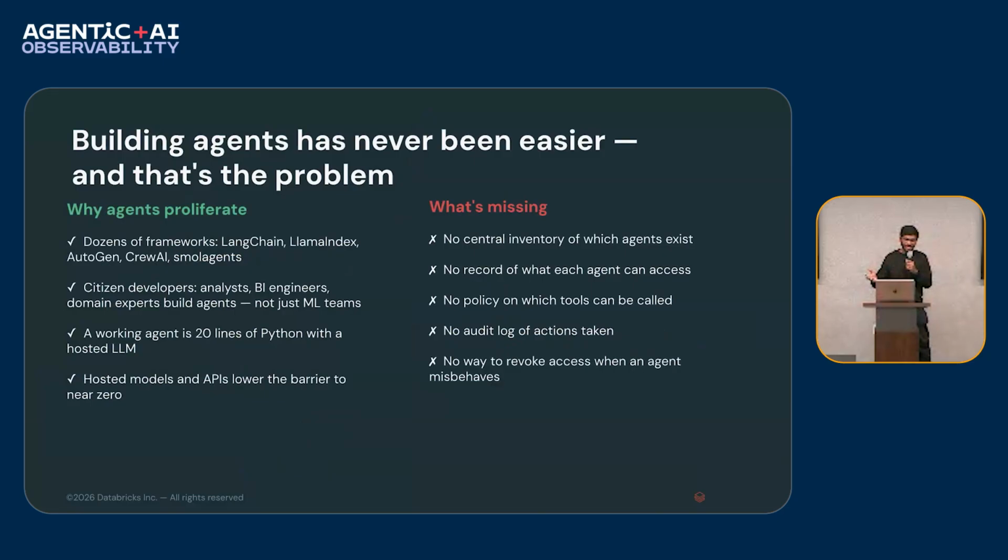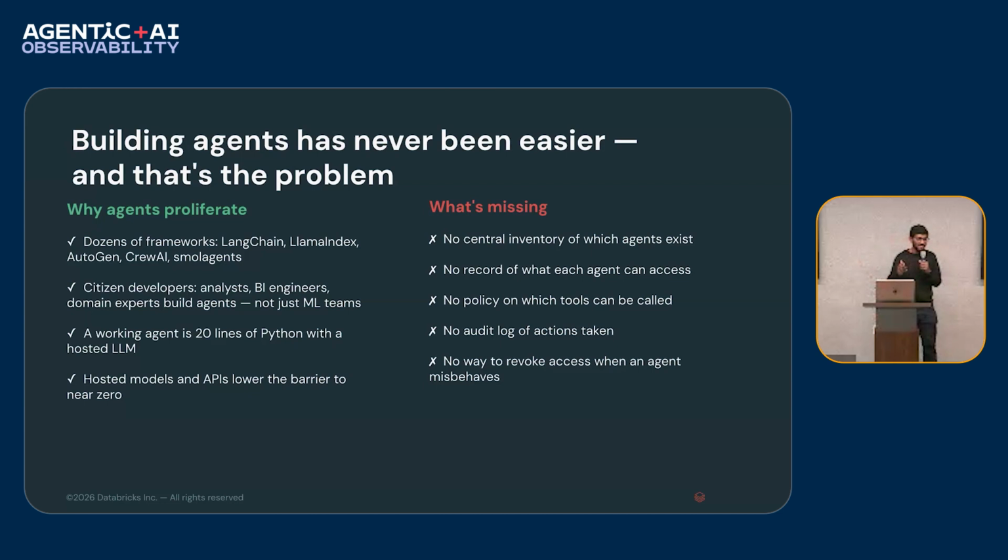As we all know, everyone's building agents nowadays. Previously, only traditional ML people were building ML models and productionizing them. But now everyone, like a BI engineer or any engineer, is just building these agents. There are dozens of frameworks out there like LangChain, LlamaIndex, and a bunch more coming every day. And there's 20 lines of code and boom, there's an agent, right? But what are we missing?